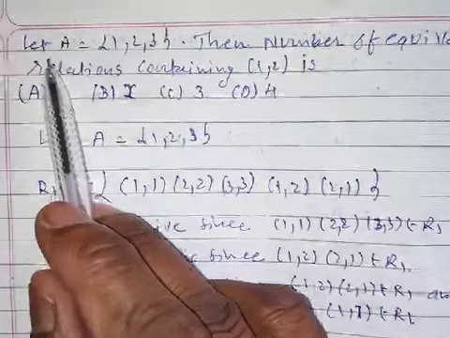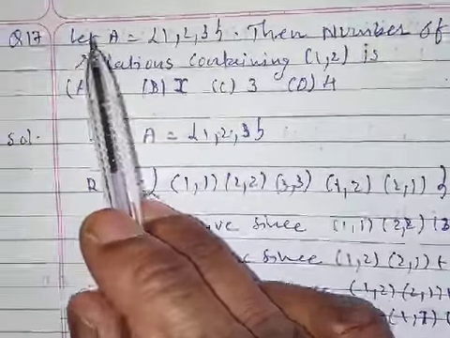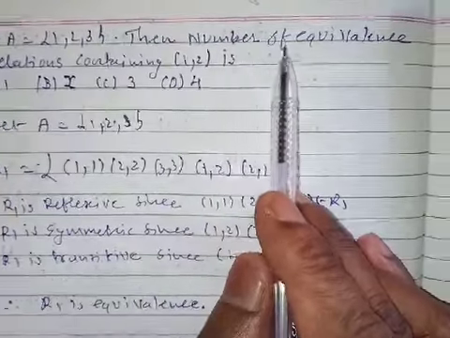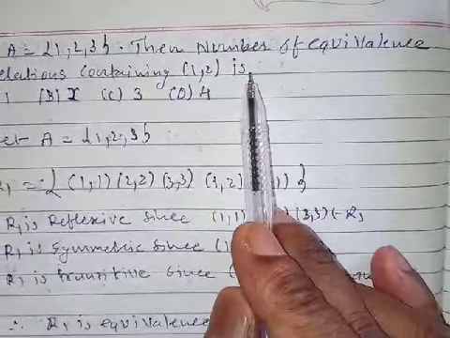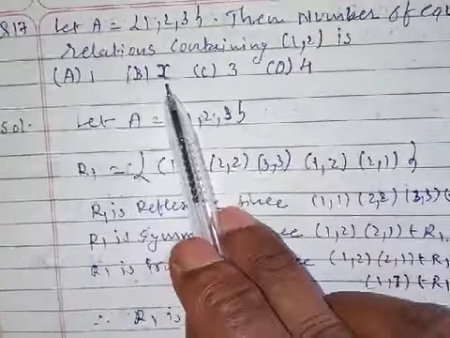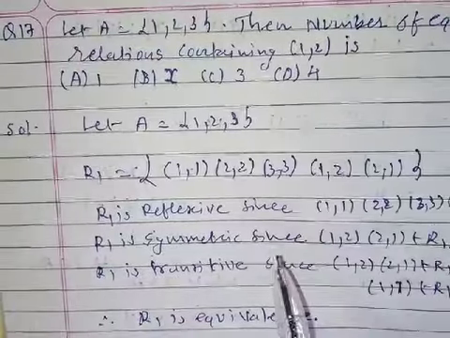Hello children, let's start with the 17th question. Let A = {1, 2, 3}. The number of equivalence relations containing (1, 2) is: 1, 2, 3 or 4. You have to say that.